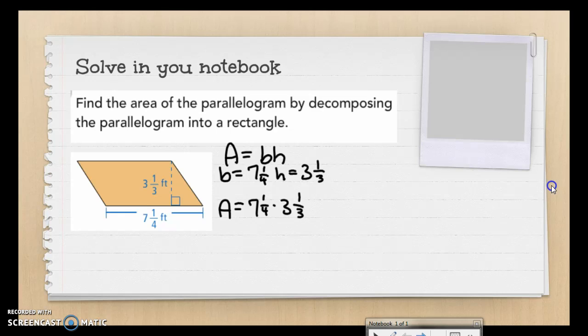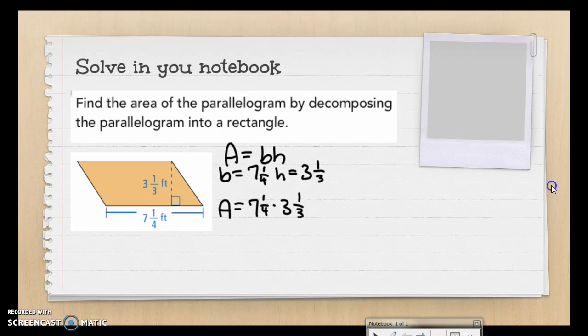Alright, so far you should have area equals 7 1/4 times 3 1/3. That's how you set this problem up. Now you just have to take your numbers and multiply them together to solve your problem. There's a couple of ways to do this, but we're going to do the shortcut, which is turning them into improper fractions, multiplying, and then turning them back into mixed numbers. So let's go ahead and get started.